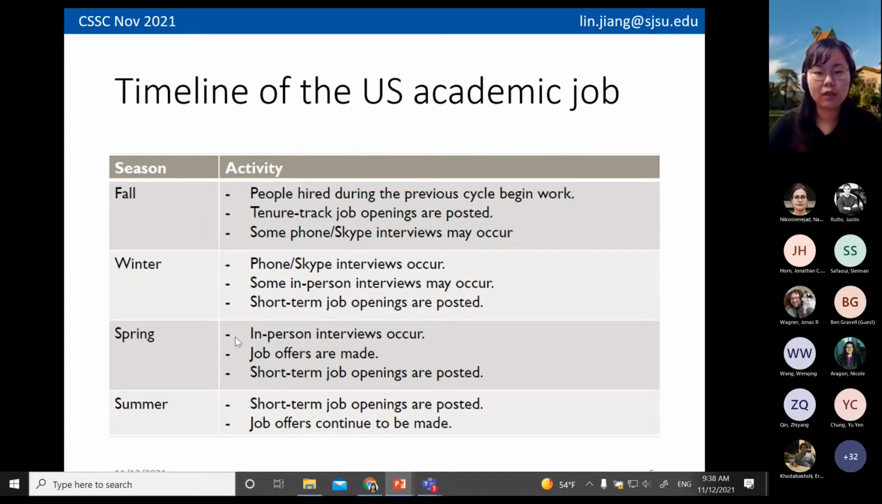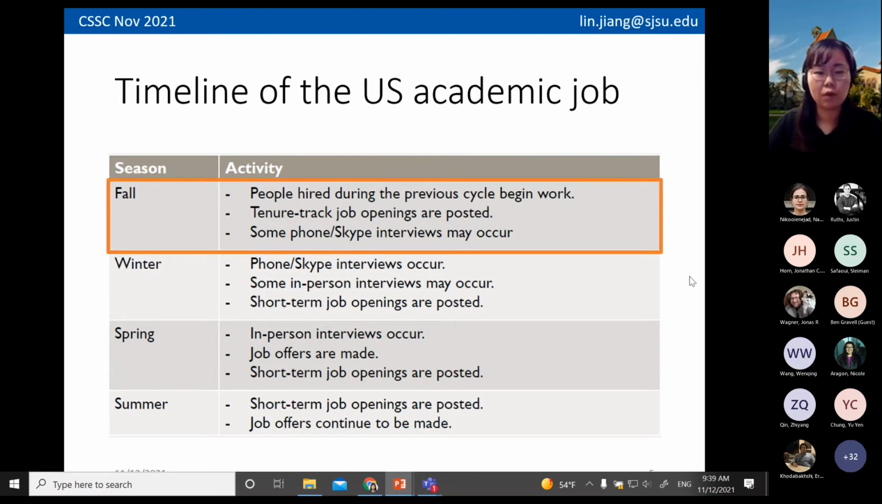And then in spring, a lot of in-person interviews occur, and offers are made in spring, and then back and forth, and short-term job openings are posted. And usually in spring, some of the postdoc jobs will be offered because of the funding cycle. So this is pretty much the timeline. And we are in the fall semester. So if you are graduating next year and you want to start your position as a professor in fall, then you probably need to apply this fall.